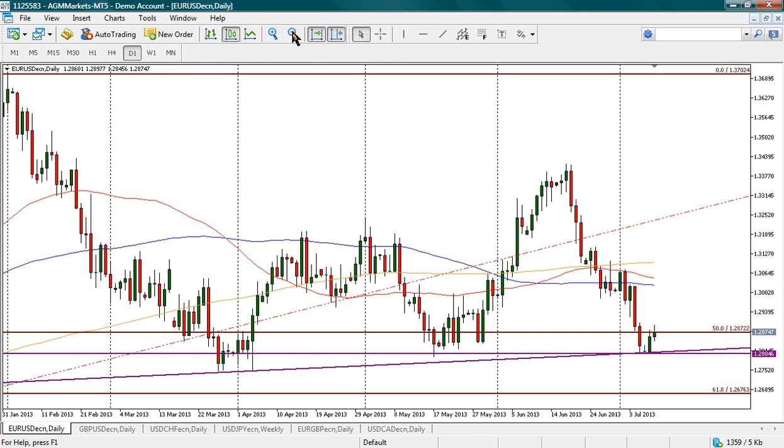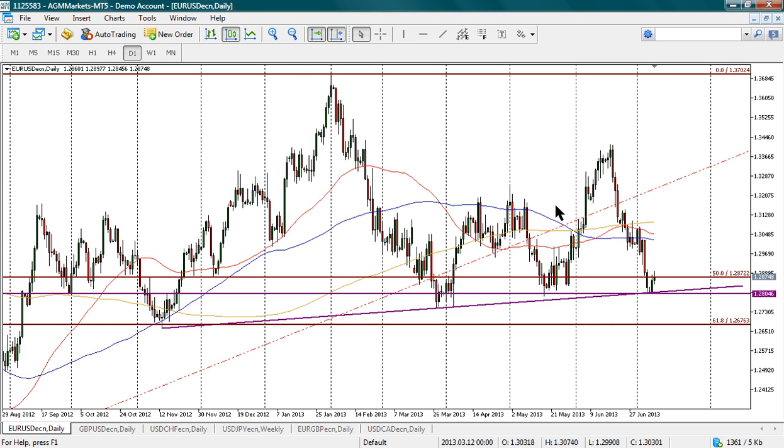Maybe if you flip it to the daily, you can see that much clearer actually. So if we're going to break below, then we need a daily candle close below this trendline support, in my opinion.